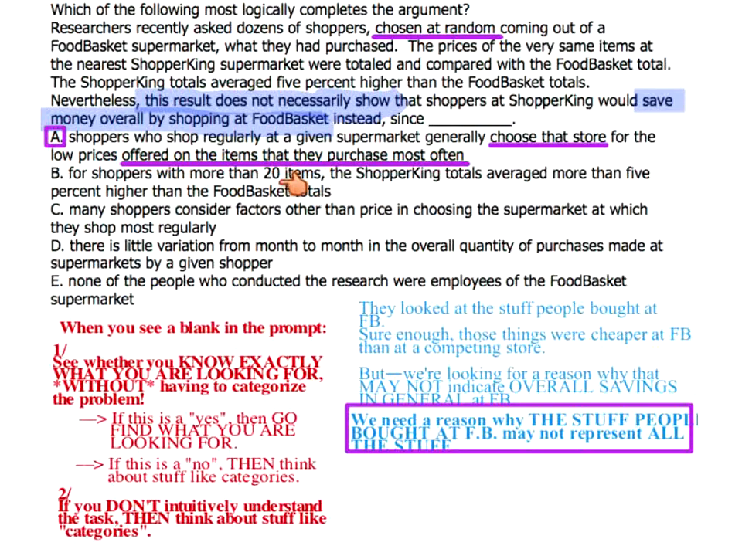The other choice is for shoppers with more than 20 items, the Shopper King totals were even more than 5% higher. I mean, B is definitely not a thing that would go against this idea. In fact, B seems to suggest that the more stuff people buy, the more savings they would have. So B would actually reinforce this idea. B is a wrong way answer. It's exactly the opposite of what we want.